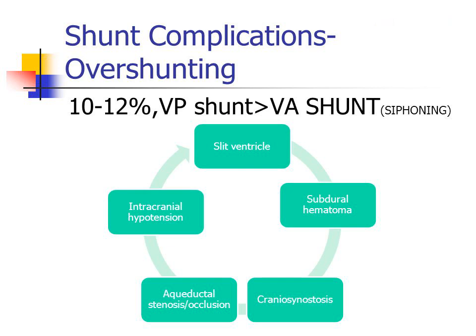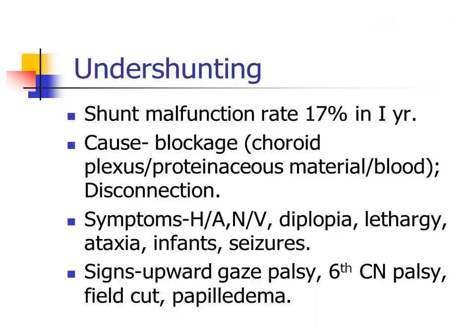Shunt complications: overshunting, 10 to 12%. VP shunt greater than VA shunt, siphoning. Slit ventricle. Subdural hematoma. Craniosynostosis. Aqueductal stenosis/occlusion. Intracranial hypotension. Undershunting: shunt malfunction rate 17% in the first year.